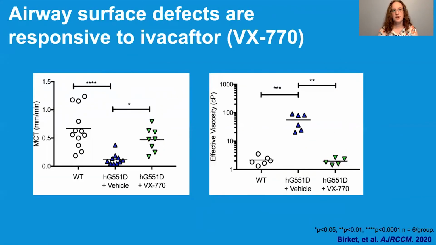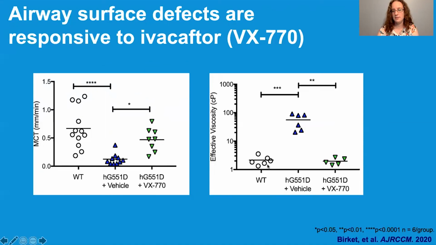We also wanted to know if the abnormal mucus defects seen previously are responsive to ivacaftor. So again, we treated the rats for 14 days systemically and then measured the mucus viscosity and transport on the trachea. The expected drop in mucociliary transport was present in the G551D treated with vehicle only, and the addition of VX-770 restored mucociliary transport, again to about 50% of that seen in wild type.